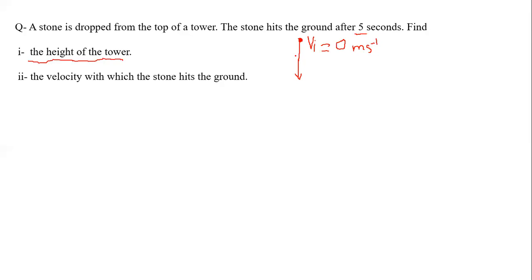So in the data we will do the same. Initial velocity is taken as 0. In the question, nothing is said about the initial velocity, but as the stone is dropped from the top of a tower, we will take its initial velocity as 0 m/s. Then the value of g is constant, which is 10 m/s². Time in the question is given as 5 seconds. In the first part, we have to find the height, and in the second part, we have to find its final velocity. Now, for the first part, we will use the second equation of motion.